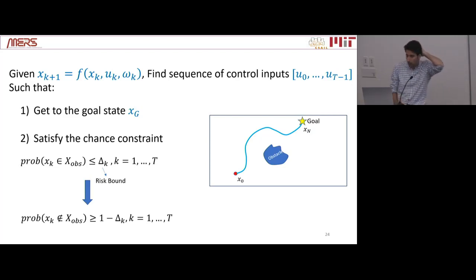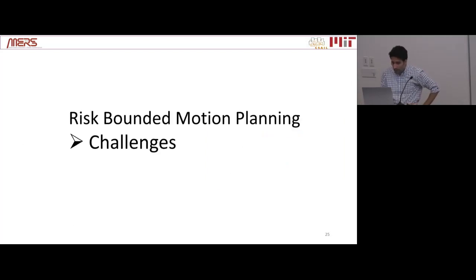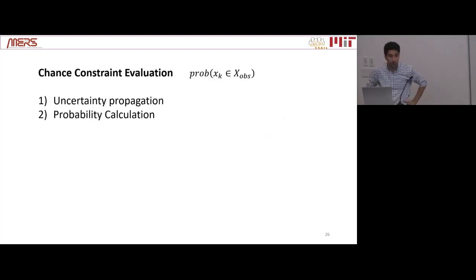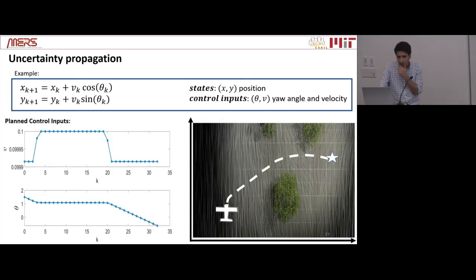To evaluate these probabilistic constraints, we have to go through two steps. The first step is uncertainty propagation, and the next one is probability calculation. Let's see how uncertainty propagation works. So we are given nonlinear dynamics that describe the position of the airplane, and we are also given a control input. The control input is the velocity and the yaw angle of the airplane. Using this control input, we can drive the plane to a goal region, avoiding the obstacle.